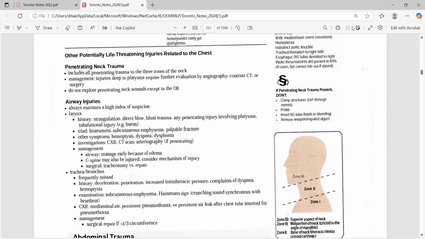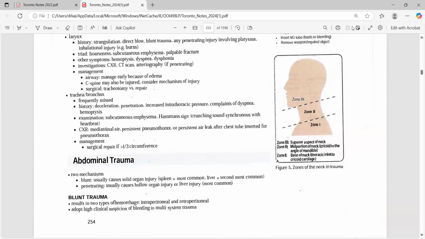Airway, C-spine, and surgery. So airway is important, checking for edema. If you are suspicious that the patient might develop edema later on, you can do intubation right away, especially in burn cases and poisoning cases. Then trachea injury is frequently missed, so it's very common that people miss this one. Deceleration or penetrating injury increases the intrathoracic pressure, with complaints of dyspnea and hemoptysis. So you do a chest X-ray looking for mediastinal air, persistent pneumothorax, and persistent air leak from the chest tube inserted for the pneumothorax. In that case, you do surgical repair if more than 1/3 of the circumference is involved.